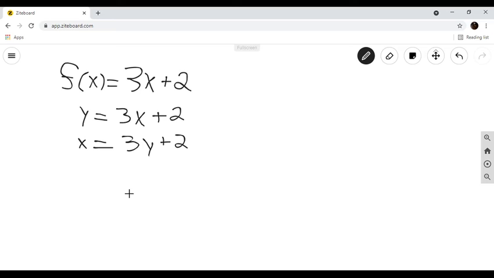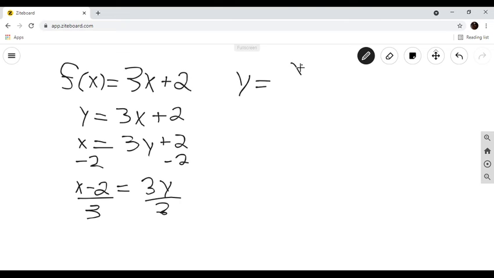Now what we want to do is get back to the point that we have y by itself, that we have y solved for. So we're going to need to get rid of this positive 2, so we'll subtract 2 from both sides. That cancels, that gives us x minus 2 is equal to 3y. Then we need to get rid of that 3, so we'll divide both sides by 3. And we get a new one where y is equal to (x minus 2) all over 3.